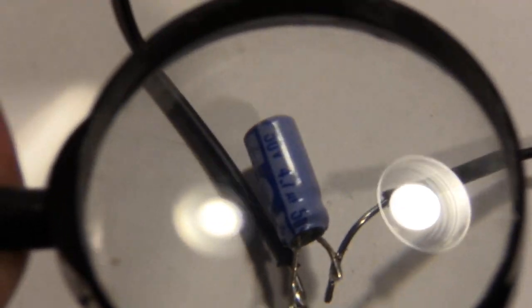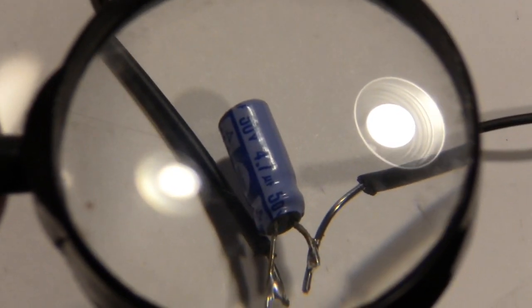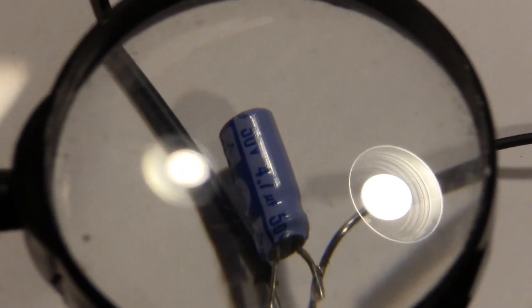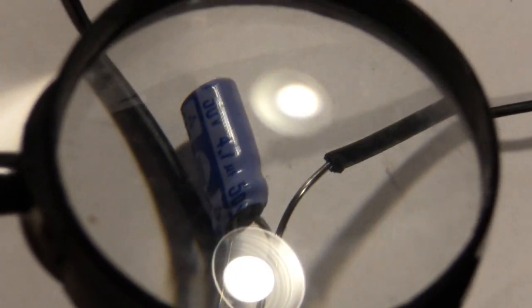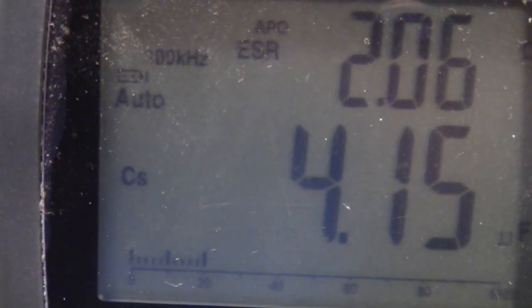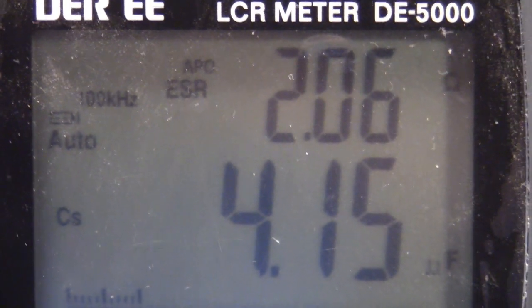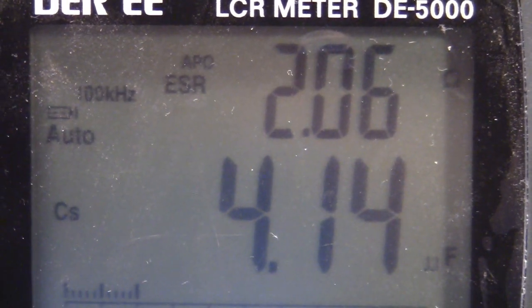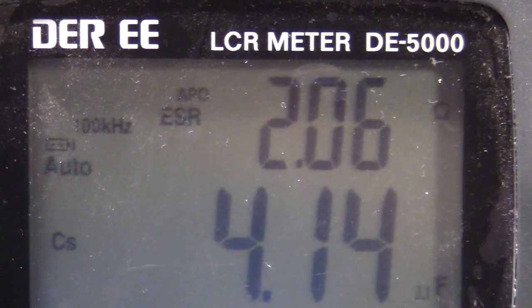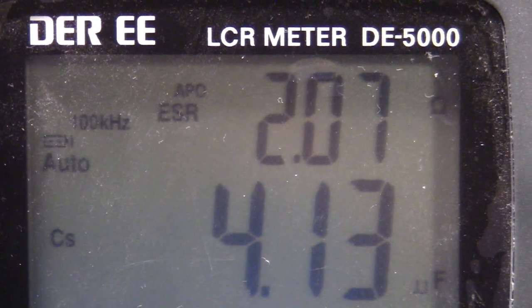Let's do a little test for the old capacitor. I got a 50 volt 4.7 microfarad. ESR is supposed to be tested at 1000 kHz. We don't worry about the capacitance. The ESR is 2.07 ohm.